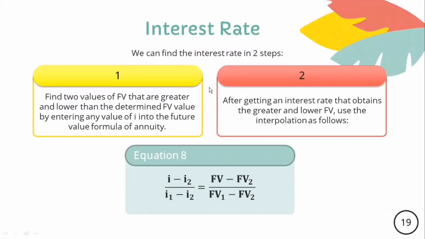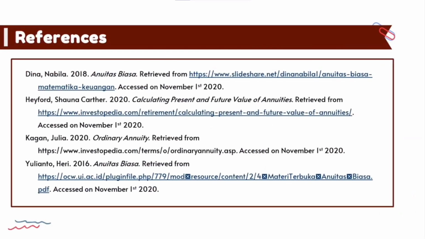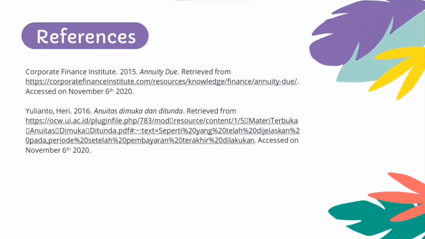Next, to find the interest rate of future value in annuity due, it's the same as the formula of interest rate in present value. These are the references of annuities in this video.